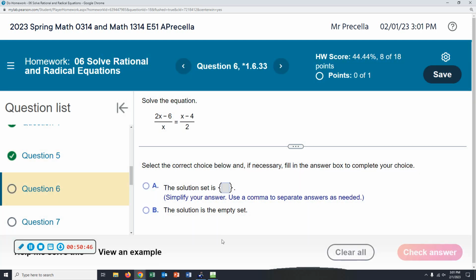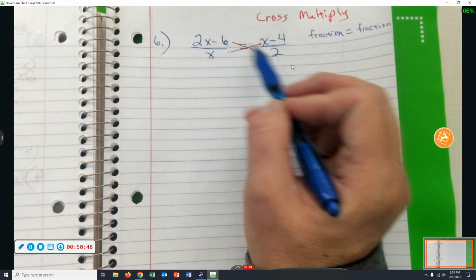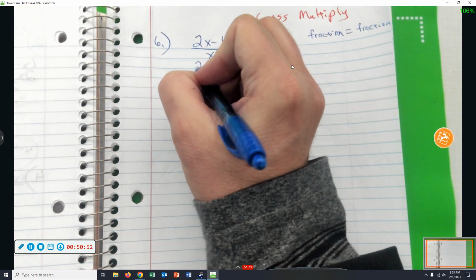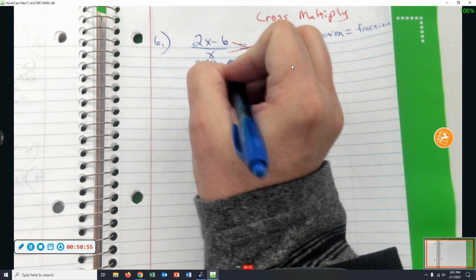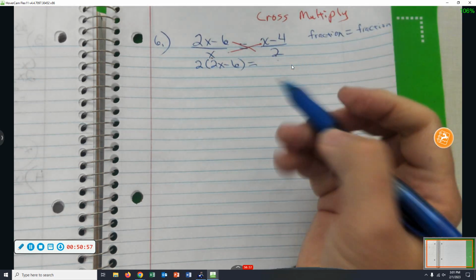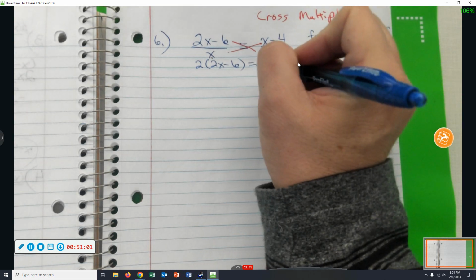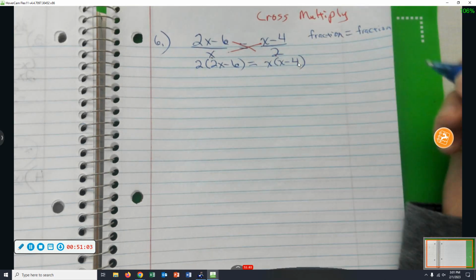So, to cross multiply, you multiply the 2x minus 6 times 2. I'll write it as 2 times 2x minus 6 equals, you multiply there, that's the x times x minus 4.